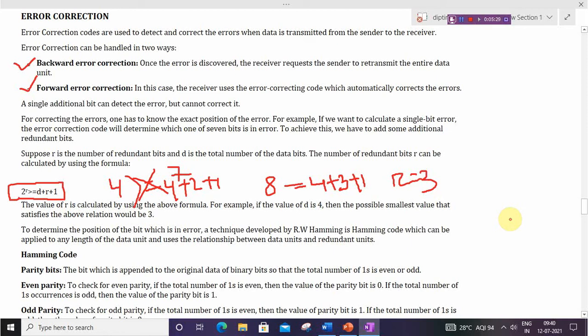And to determine the position of the bit which is in error, a technique developed by Arthur W. Hamming is known as Hamming code, which can be applied to any length of data unit and uses the relationship between data unit and redundant bits. Means using Hamming code, we can detect in which position the error occurred. It is a single bit error correction method. Hamming code is a single bit error correction method. So let's start the Hamming code.